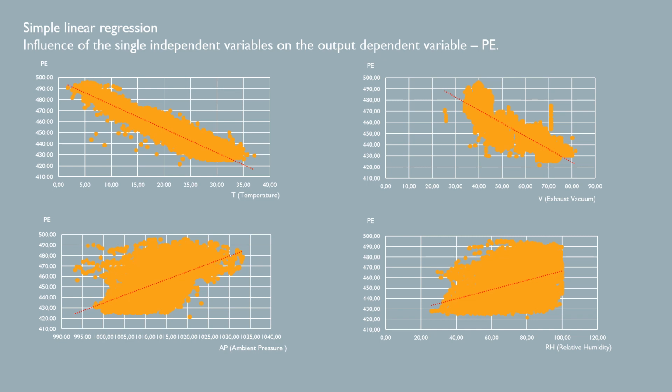In the third diagram, with increasing ambient pressure, the electrical energy output PE is increasing. The slope line is positive. In the fourth diagram, with increasing relative humidity, electrical energy output PE looks like it is slightly increasing, and the slope line is also slightly positive.